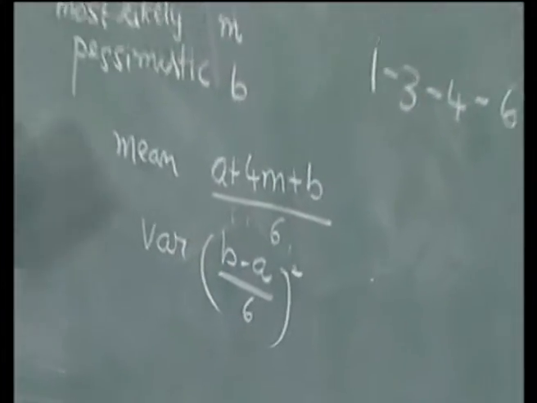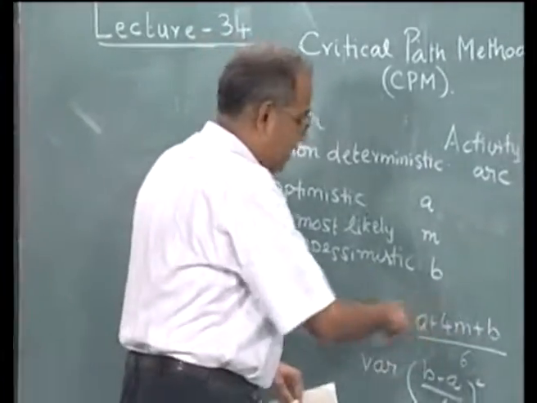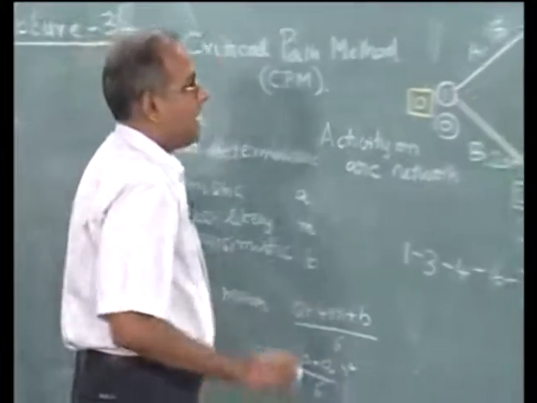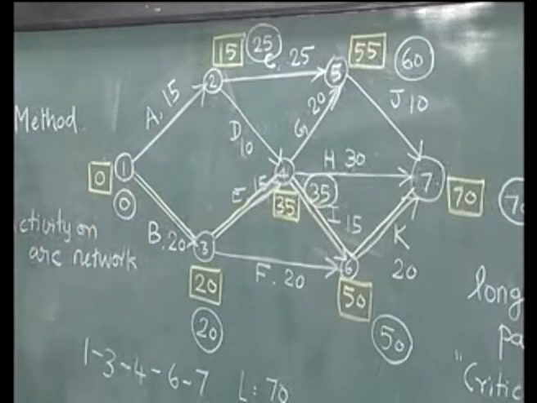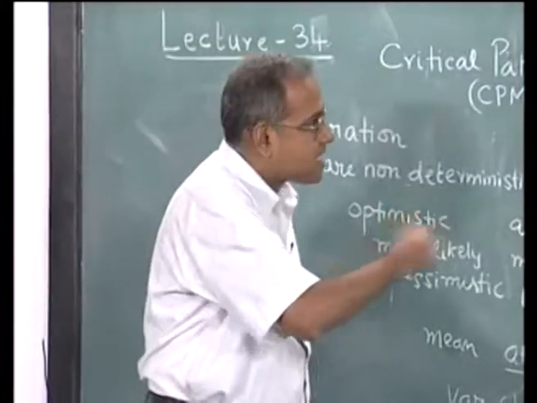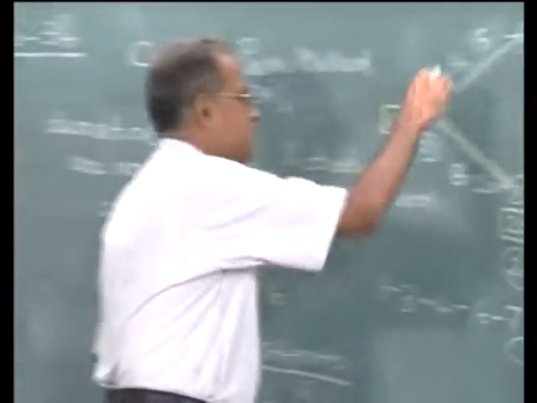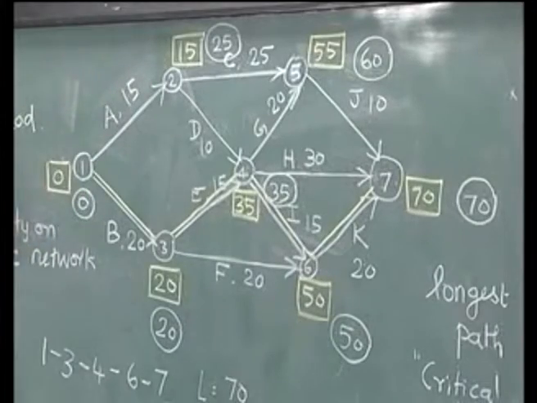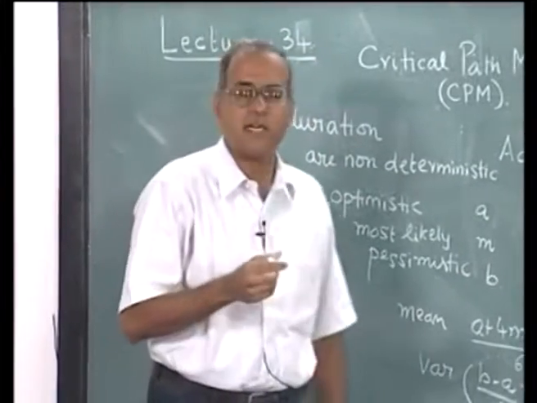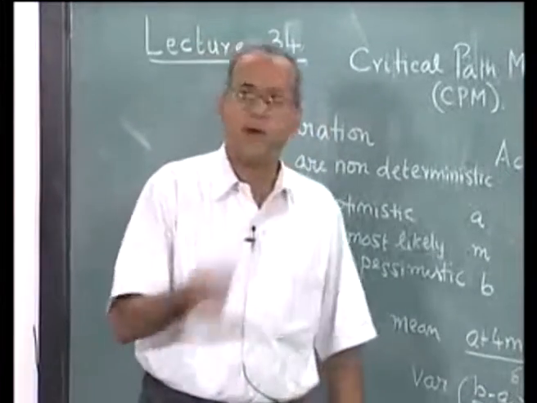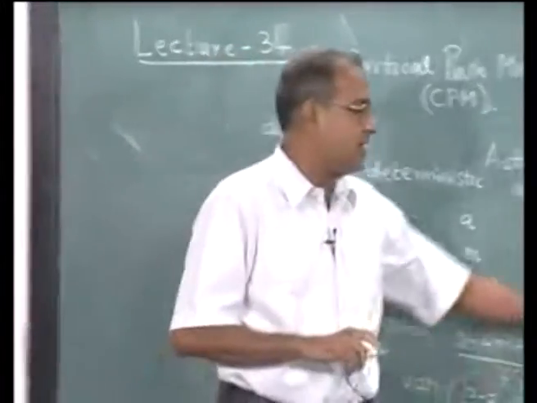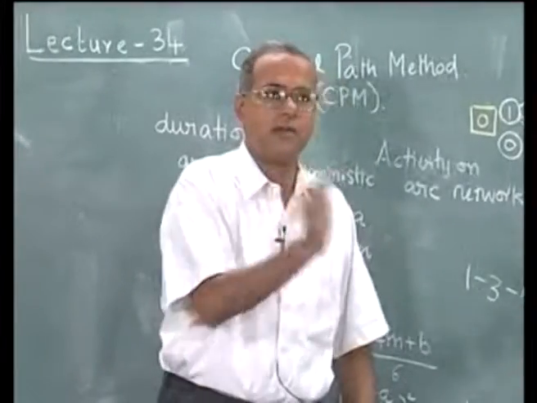Now, based on this distribution, the expected value and the variance are computed, and each of these activities will have an expected value and a variance. Now, with these expected values, one can substitute them and do one pass of the CPM, or the critical path method, to get the expected longest path, and along with that the duration will be the expected duration.